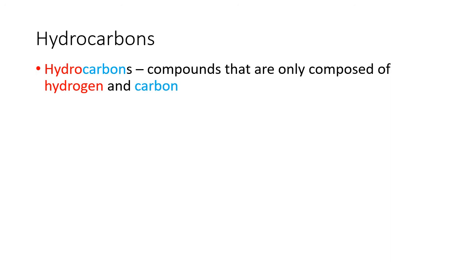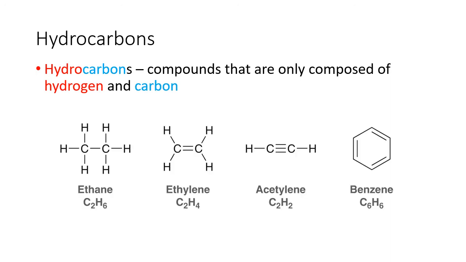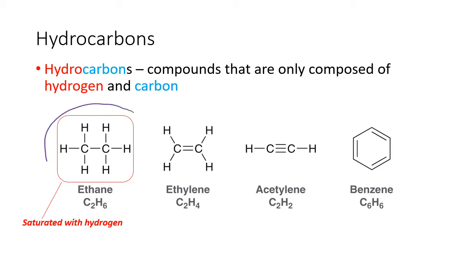Hydrocarbons are compounds that are composed of only two elements, hydrogen and carbon. And there's lots of different types, and we'll look at them in different categories as we build up our knowledge in this class. So we're starting with alkanes, which are the simplest type, and alkanes are compounds that have only single carbon and hydrogen bonds within them. So ethane, or C2H6, is an example of an alkane.